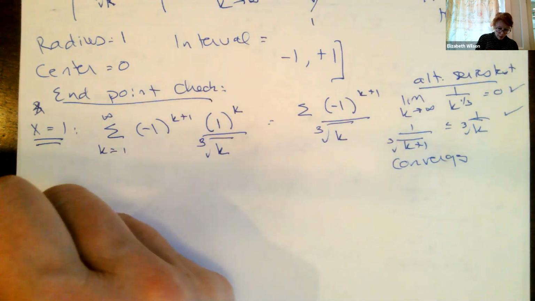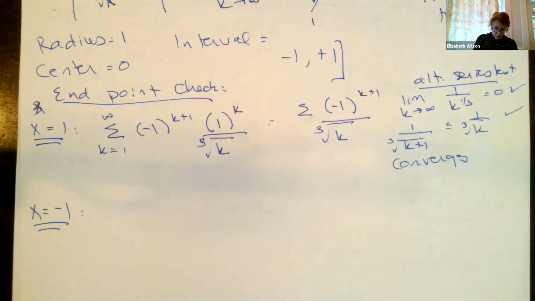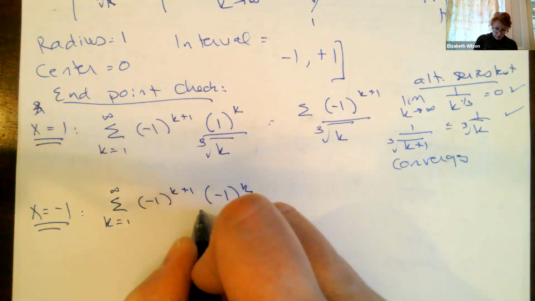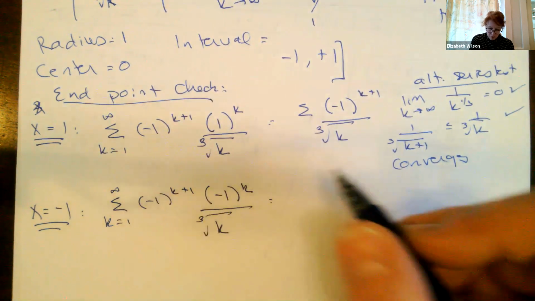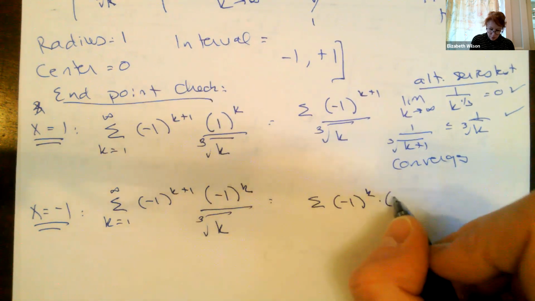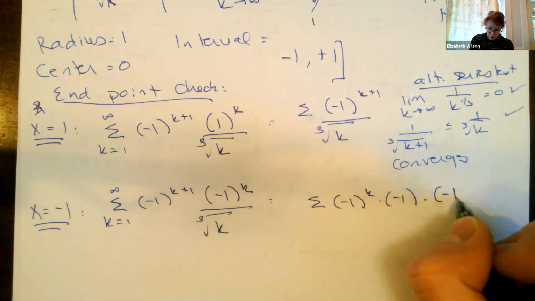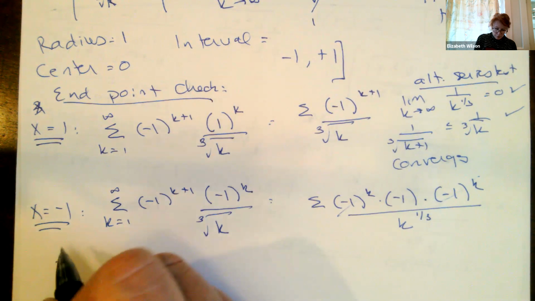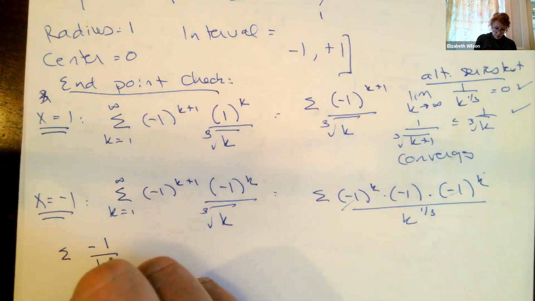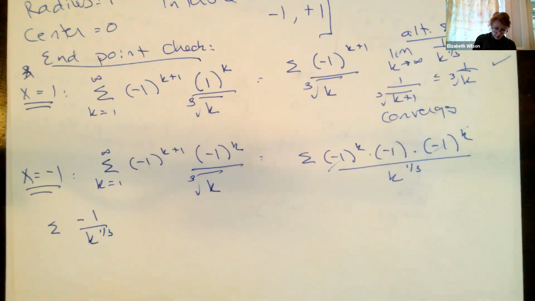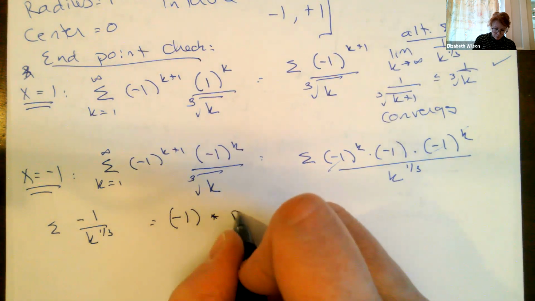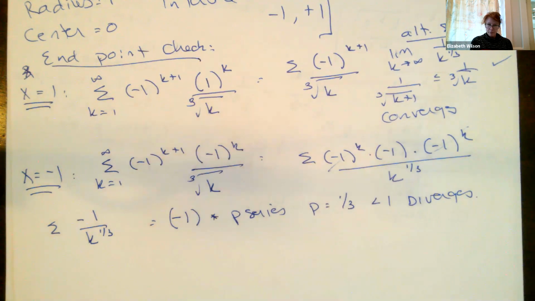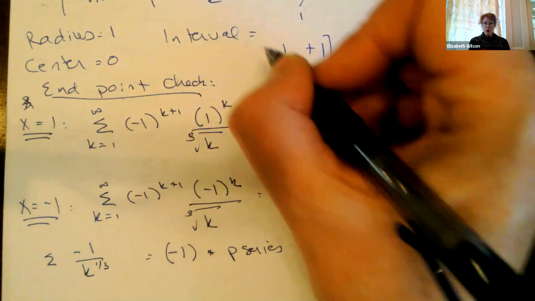Now, my other endpoint, x equals -1. Everywhere I see an x, I plug in a -1. The sum from k equals 1 to infinity of (-1)^(k+1) (-1)^k over k. I'm going to write it as 1/3. So this is like (-1)^k times a -1, which I just broke apart, times (-1)^k, all over k^(1/3). So these cancel, and I'm left with -1 over k^(1/3). So this is just a constant -1 times a p series. The p is equal to 1/3, which is less than 1, so this diverges. Which means -1 is not included in my interval.